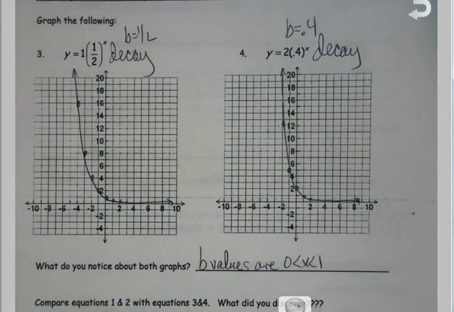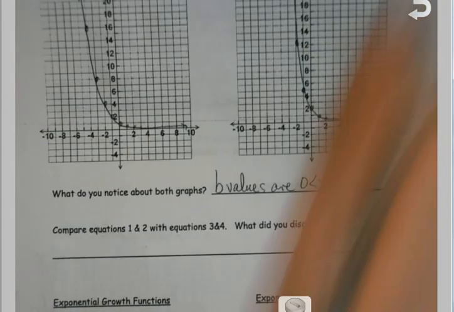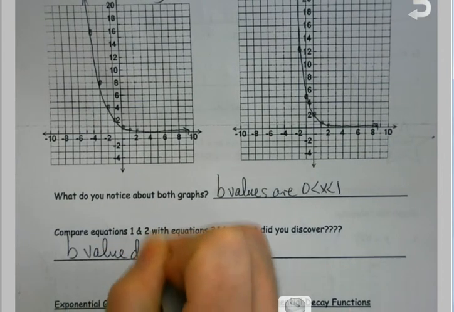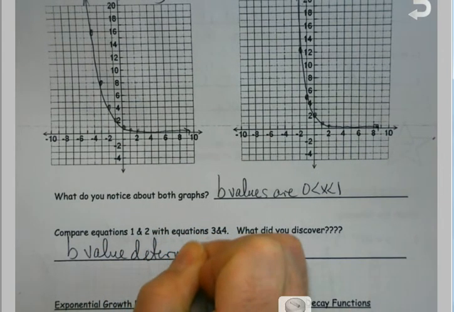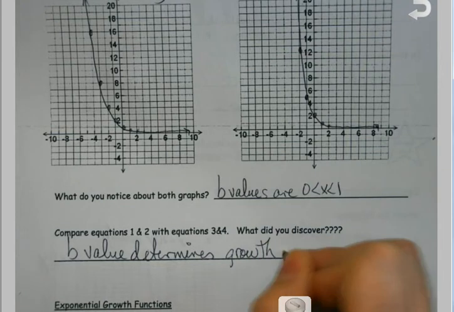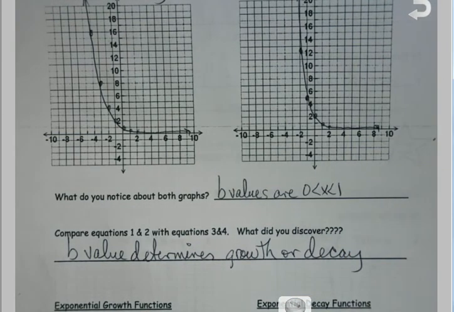So basically, what I'm noticing with all of this is basically all the powers with b. My b value determines whether it's growth or decay. That value that I take to the x power tells me. I don't even have to look at the picture.